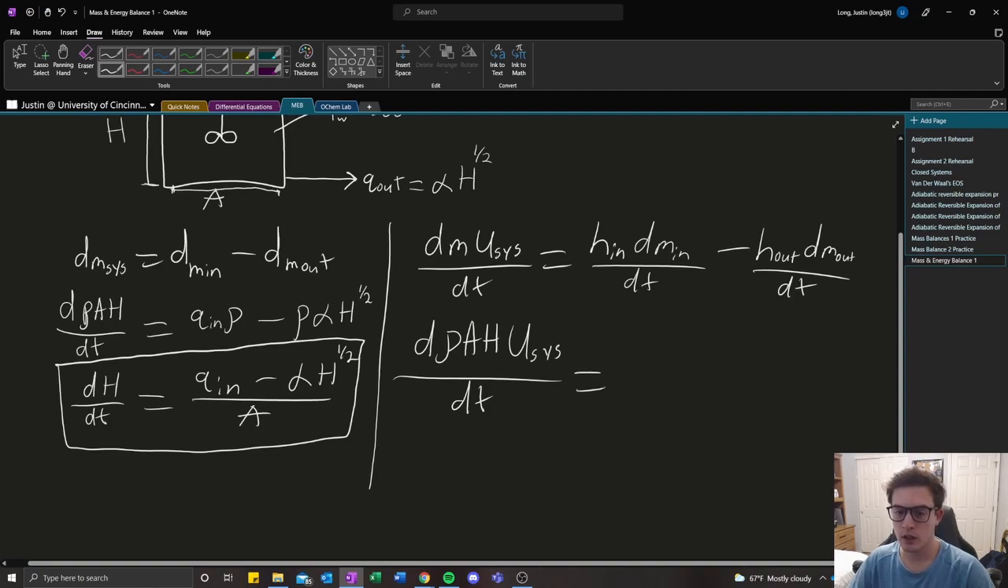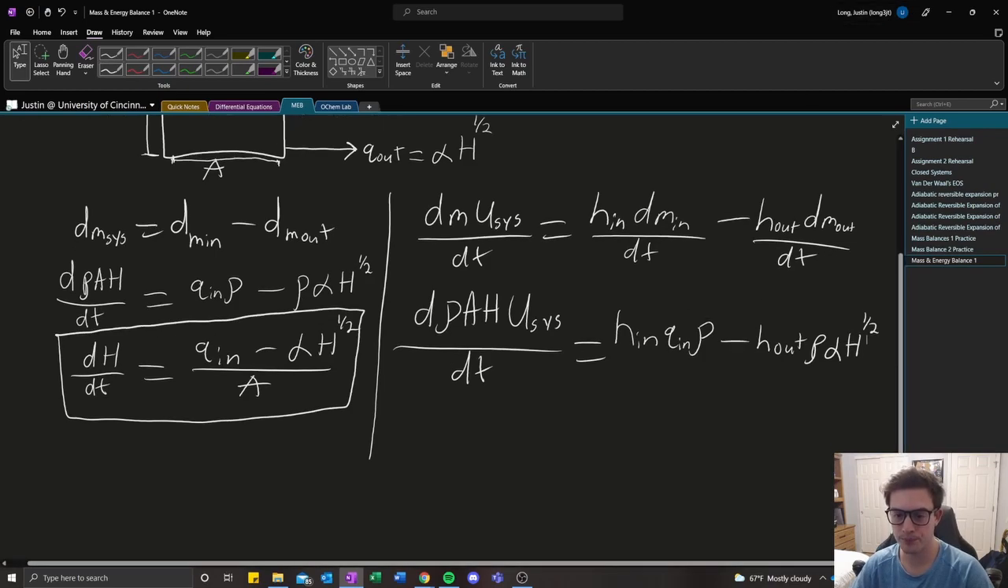And going to go ahead and add the enthalpy in. We know that the change in mass in is the Q in times the density, minus the enthalpy out, and then times the density times the Q out, which is just alpha times h to the 1/2. And so we're going to do exactly what we did over here again. Very similar systems, we just need this internal energy here.